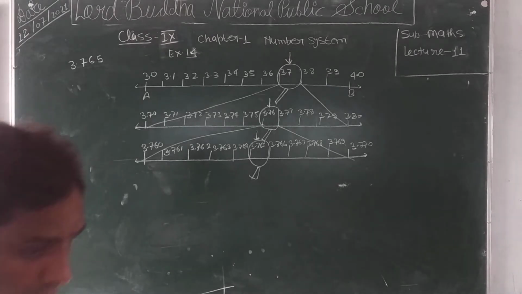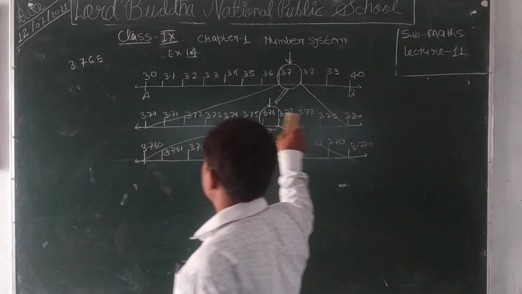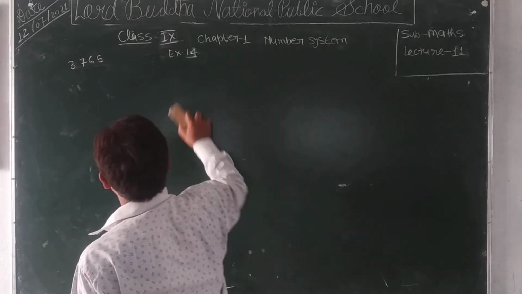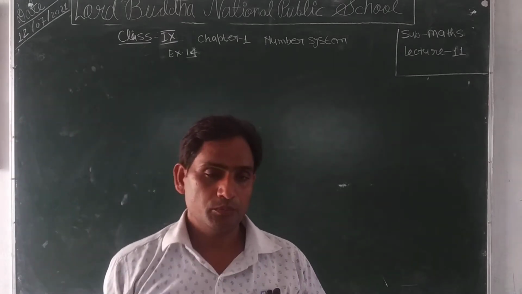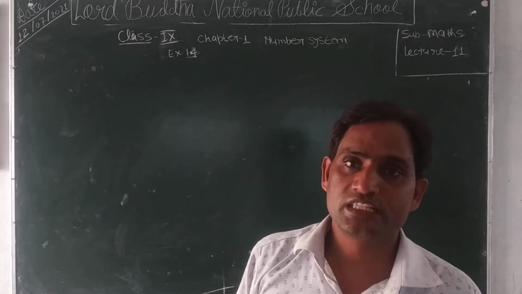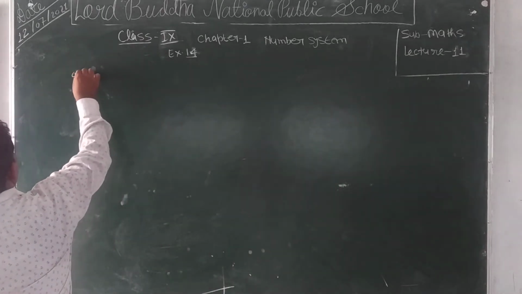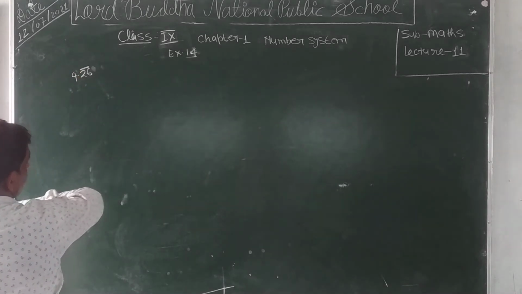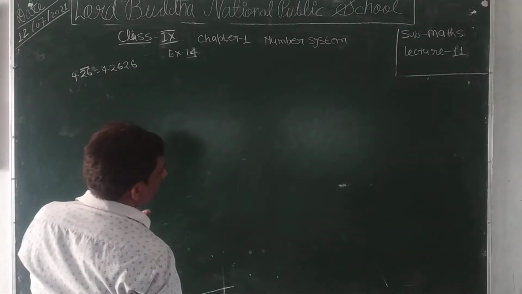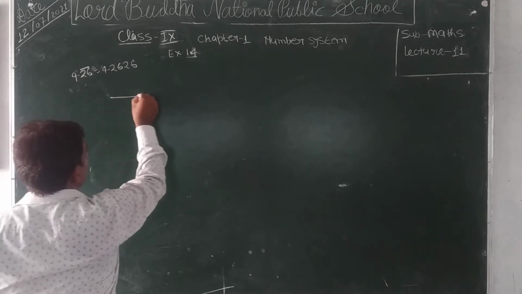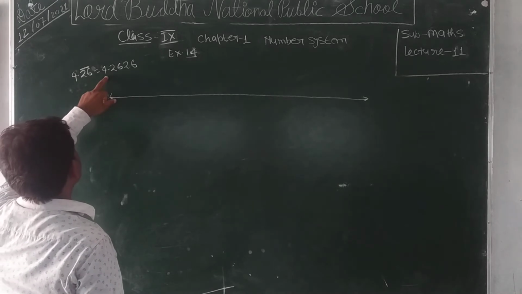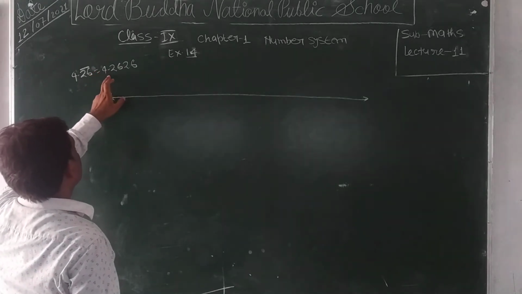Now, our next question is question number 2. Visualize 4.26 bar up to 4 decimal places. Means 4.26 bar, okay? Up to 4 decimal places means 4.2626. Clear? And as in the previous question, first of all, we draw a straight line and we see that our number lies between 4 and 5, greater than 4 and less than 5.